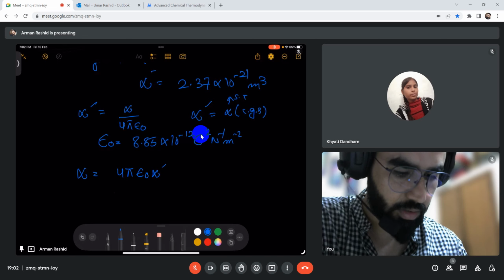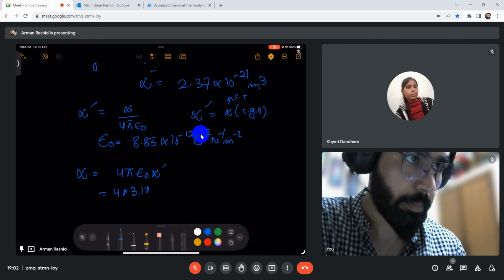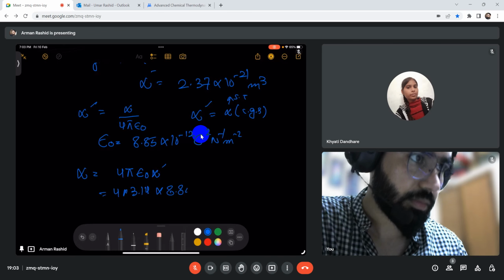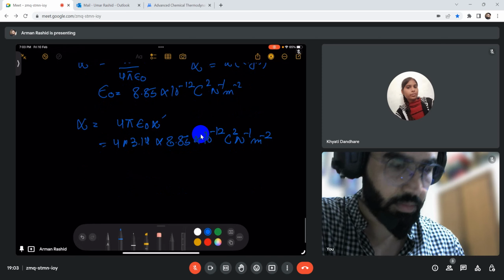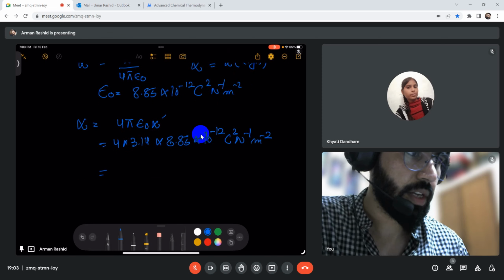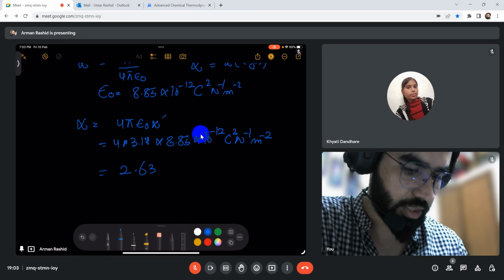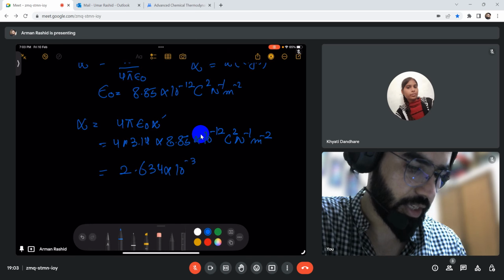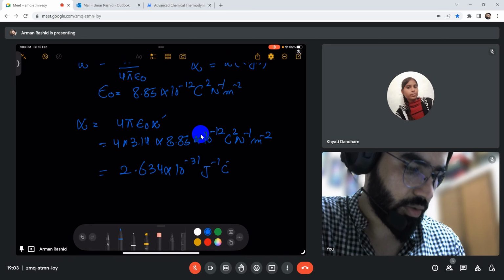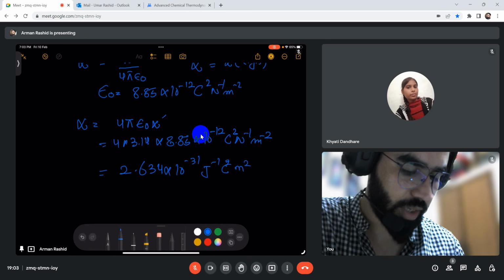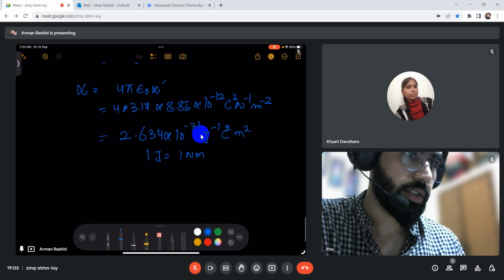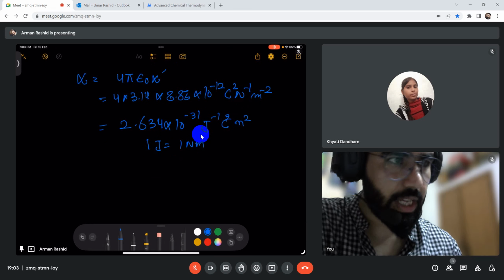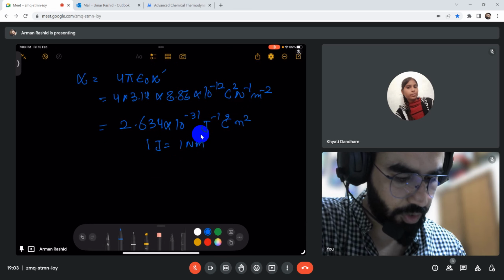Epsilon dash is given, so 4 multiplied by... okay, so we have got this equation. Now if we calculate, it will come 2.634 × 10^-31 per joule coulomb square meter square. Now we also know that 1 joule is equivalent to 1 Newton meter. Now we'll use the Clausius-Mossotti equation that I have shown before.